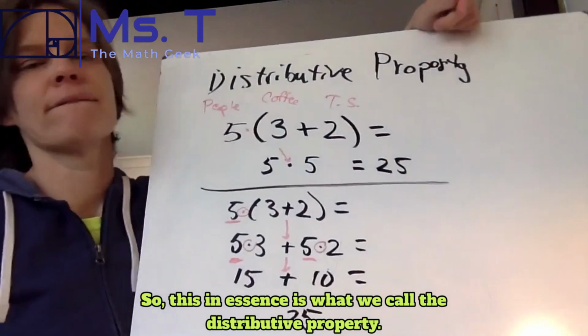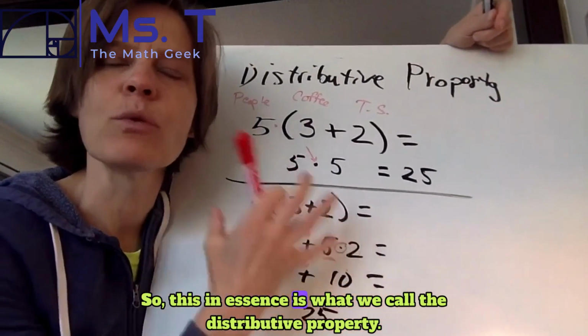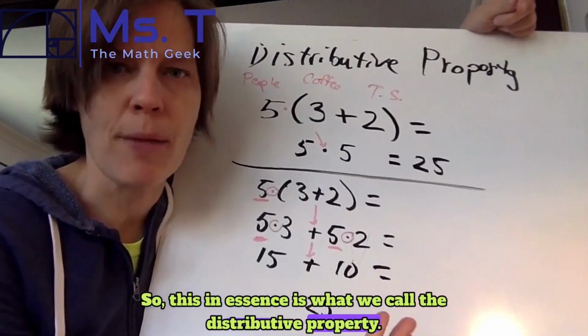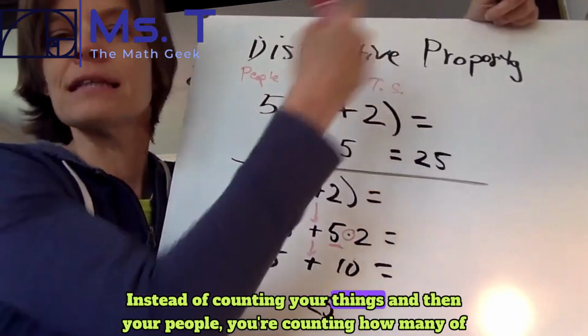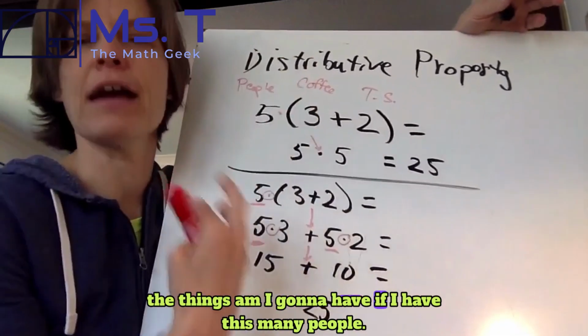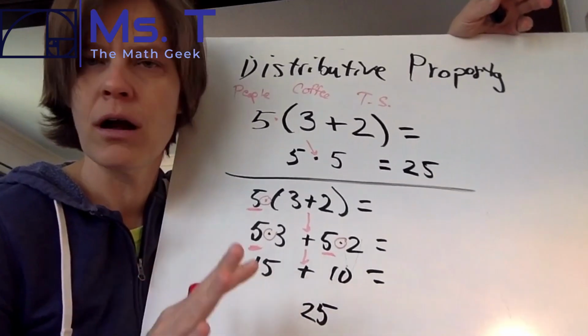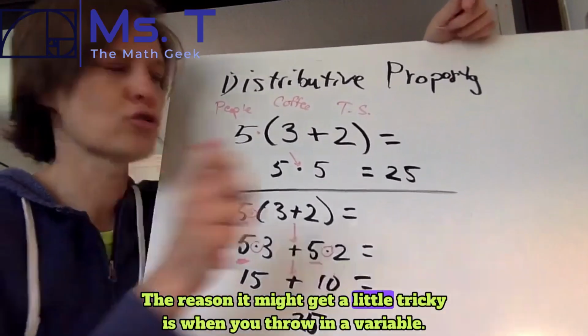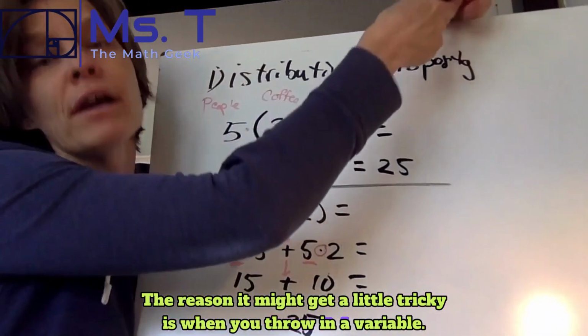So this, in essence, is what we call the distributive property. Instead of counting your things and then your people, you're counting how many of the things am I going to have if I have this many people. The reason it might get a little tricky is when you throw in a variable.